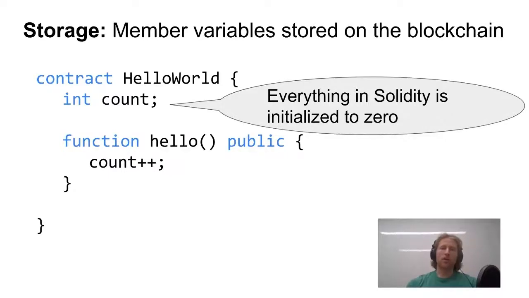And it's important to note here that everything in Solidity is initialized to 0, so that count member variable, which again is part of the contract storage, that's going to be initialized to 0 when a new contract is created, and it can be used right away. There's no such thing in Solidity as an uninitialized value.